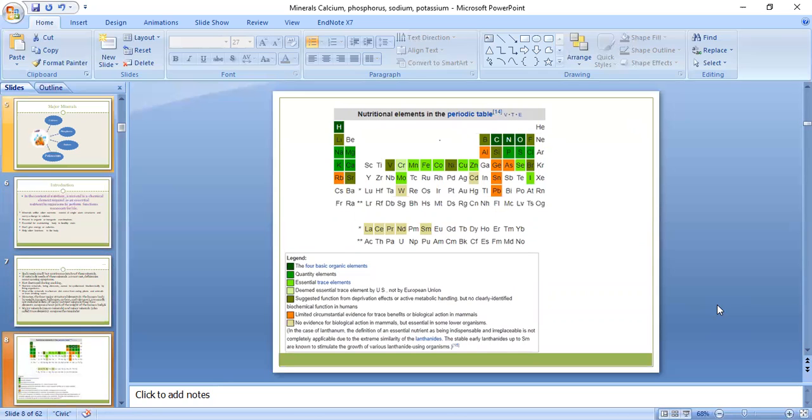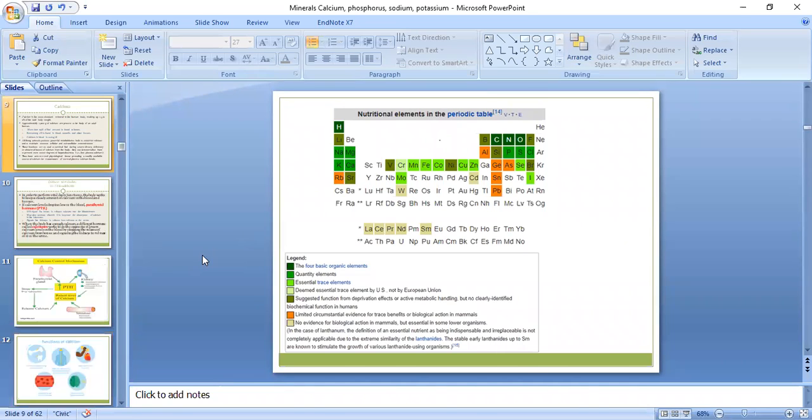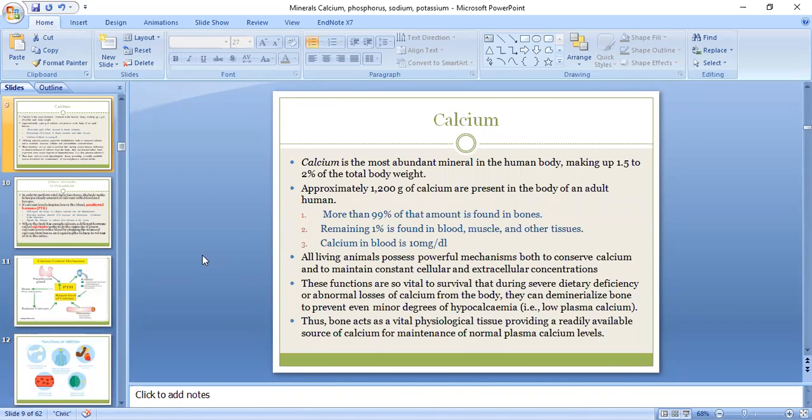This is the periodic table, in which the different elements are shown. The elements in dark green are the four basic organic elements: hydrogen, carbon, nitrogen, and oxygen. Those in green, like sodium, potassium, magnesium, calcium, and phosphorus, are the macro elements, while the trace elements are in light green: manganese, iron, cobalt, copper, zinc, and selenium. Now first of all we will discuss calcium.